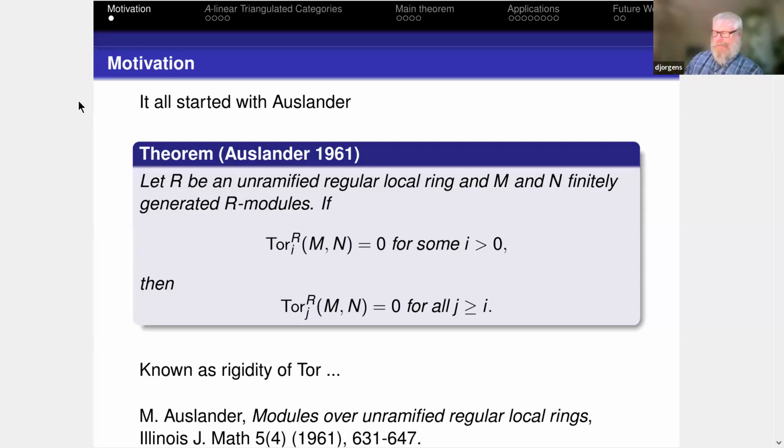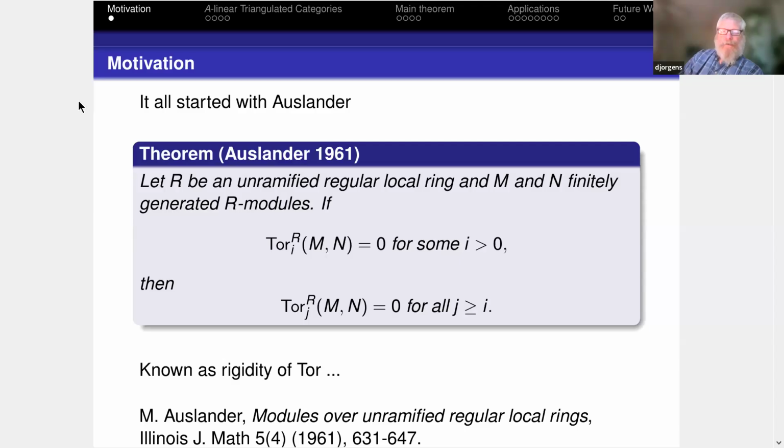So for example, a few years after Auslander published that paper, he posed that question in the paper itself. What if it was a ramified regular local ring? I'm not going to go into the definition of ramified and unramified, but what if it was a ramified regular local ring? Is the same thing true? And that was proved by Lichtenbaum a few years later. So this rigidity of Tor was known then for all regular local rings.